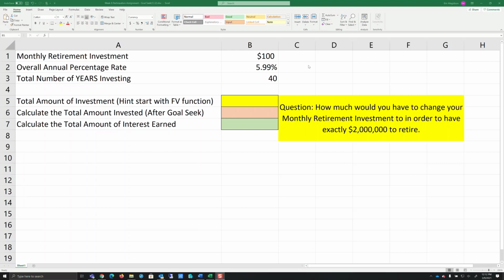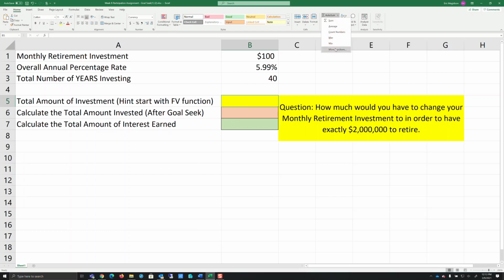I wanted to do a quick video solution file for our week 8 participation assignment because you are going to see goal seek on the final exam. So let's go through this. First of all, if you notice, we're going to need to start with the future value function. We need to figure out what this investment is going to be worth based on the given input before we do a goal seek. So I'm going to come in here.